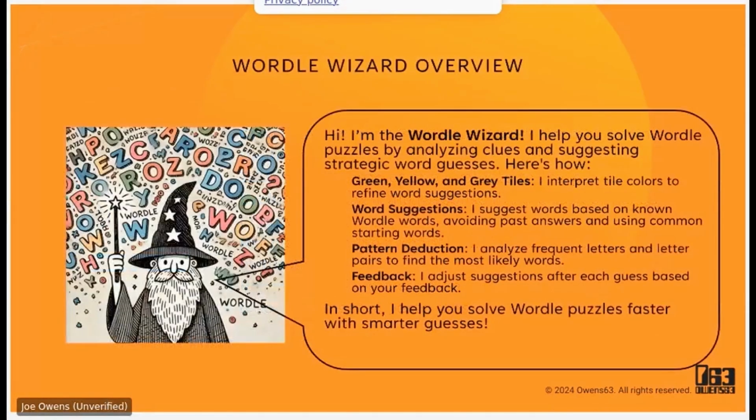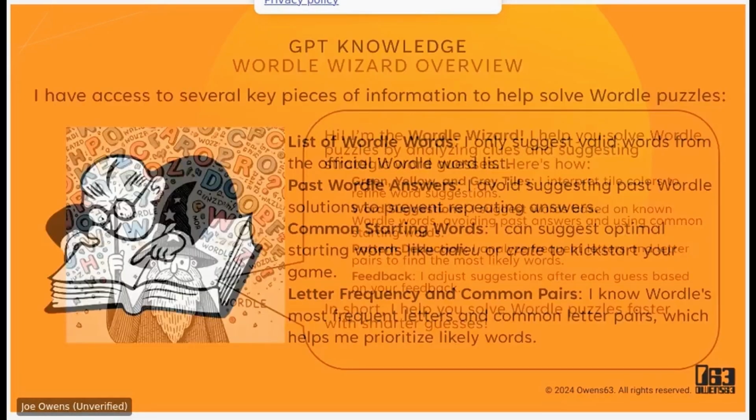The Wordle Wizard helps you solve the Wordle puzzle. Hopefully you're somewhat familiar with the New York Times game, and it's going to interpret the colors of the tiles, and it's going to give word suggestions. It does pattern detection, and then it gives you feedback and suggests what words may be good or may be bad. Let's go on to the next one.